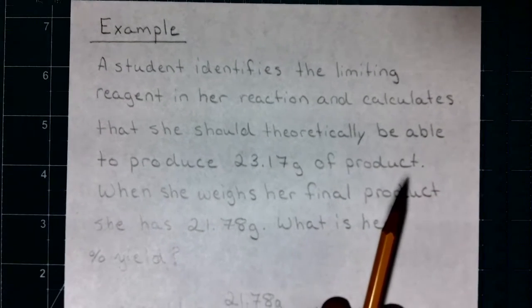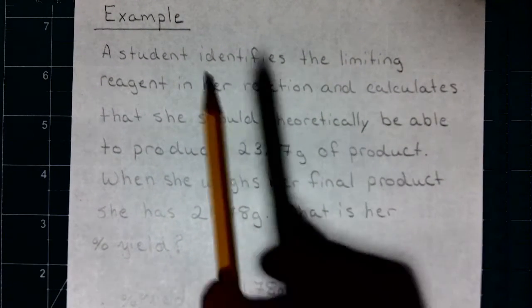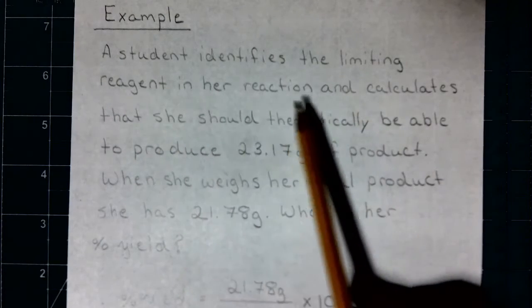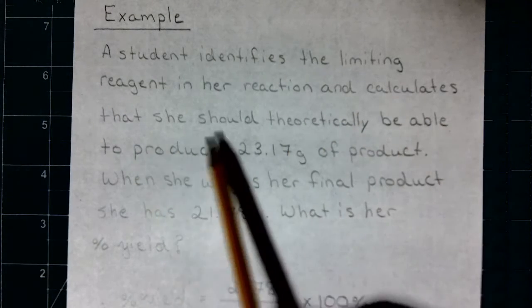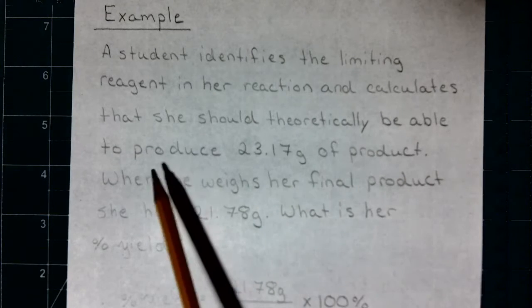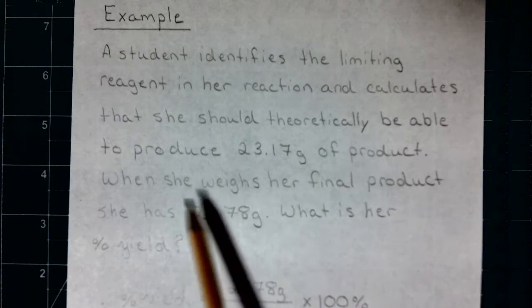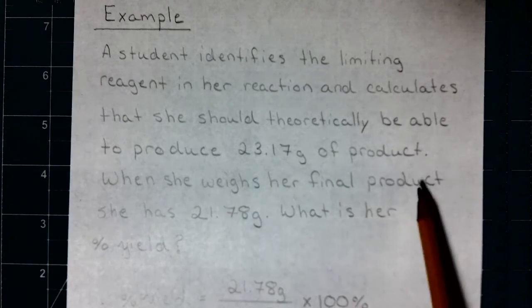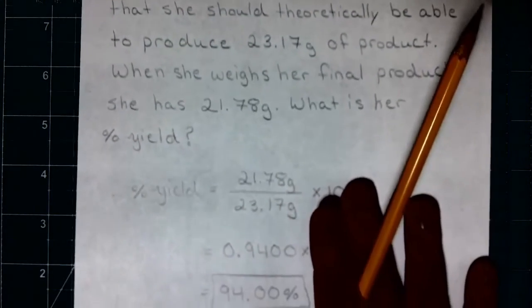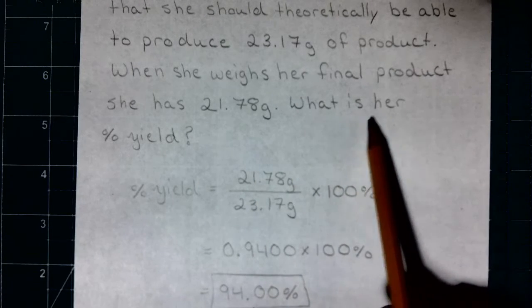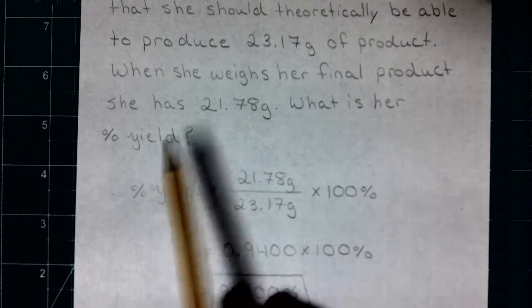So let's take a look at an example. A student identifies the limiting reagent in her reaction and calculates that she should theoretically be able to produce 23.17 grams of product. When she weighs her final product, she has 21.78 grams. What is her percent yield?